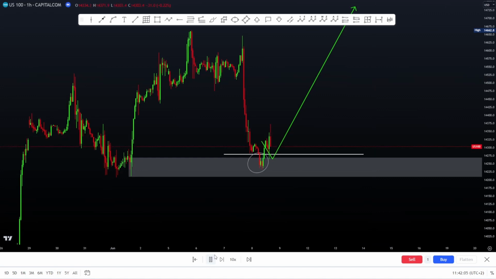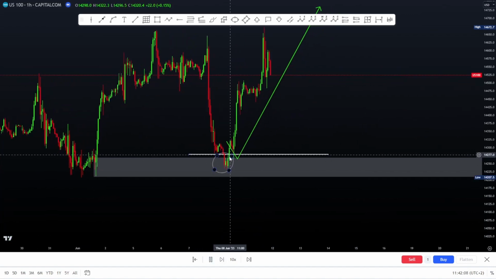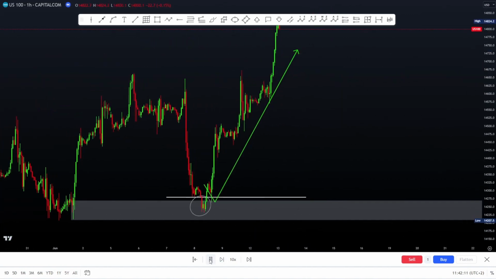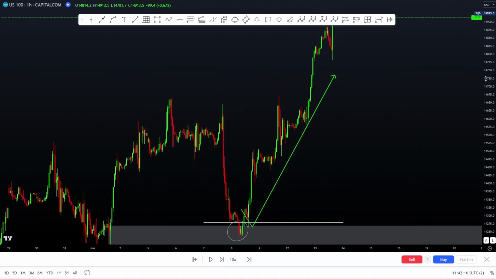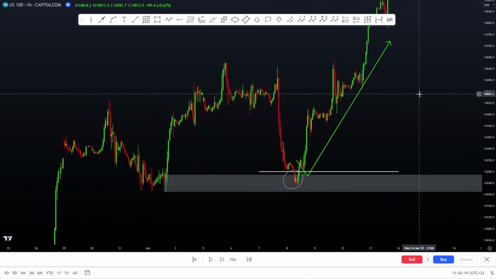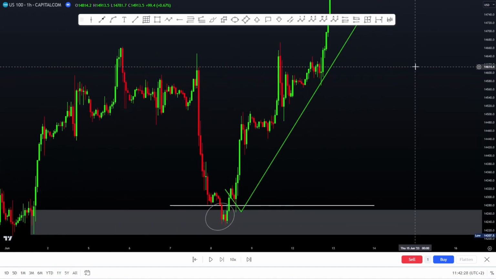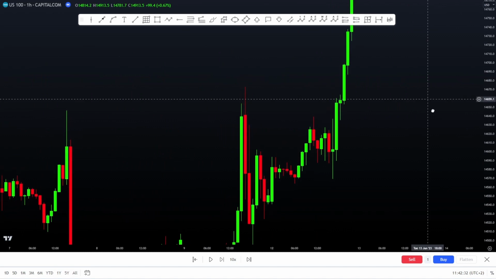If we play back, we'll see that right now we have a daily low around here and then the market still pushes higher aggressively. I hope you understand me on this one, guys. This is pretty much simple, but you have to backtest it more and more. For example, we have another one here, the same pattern.